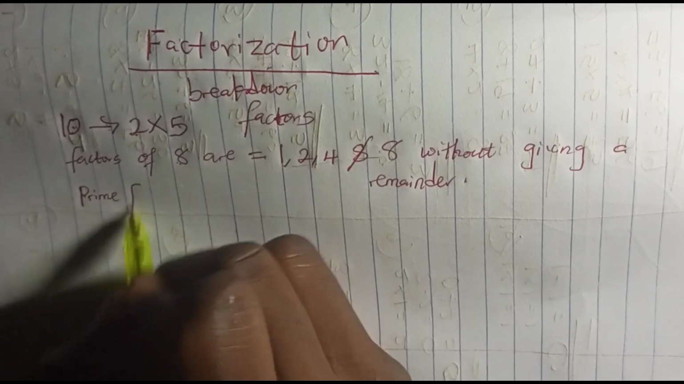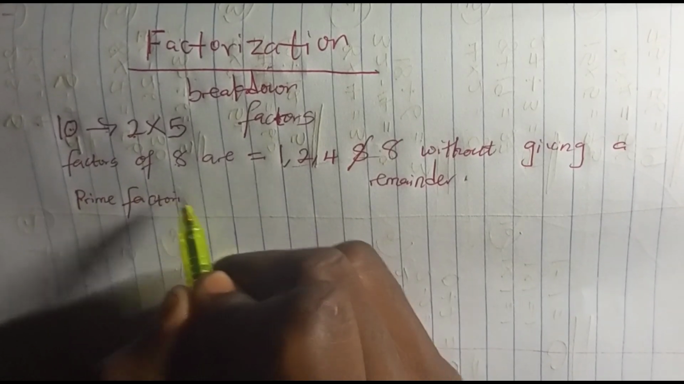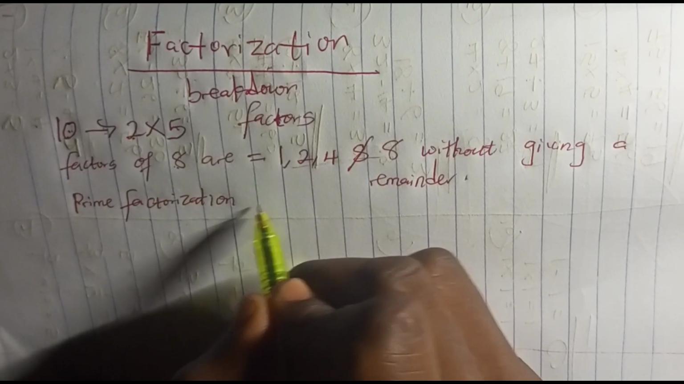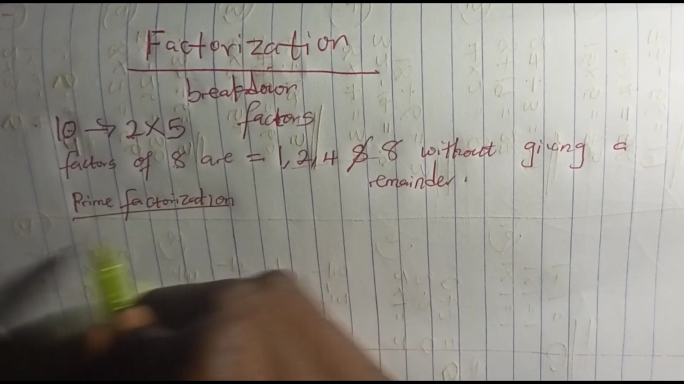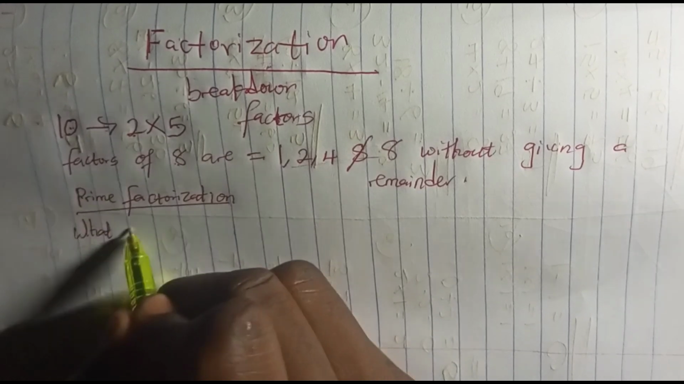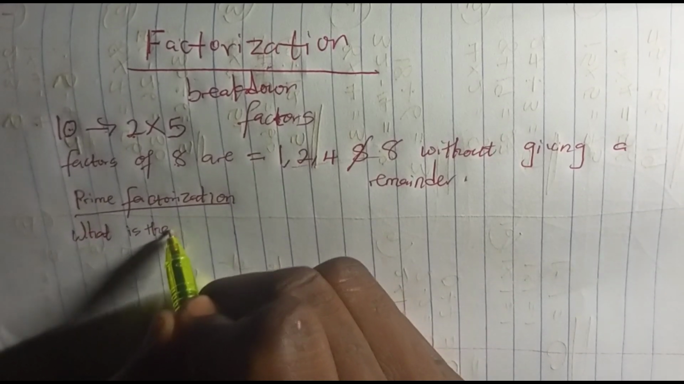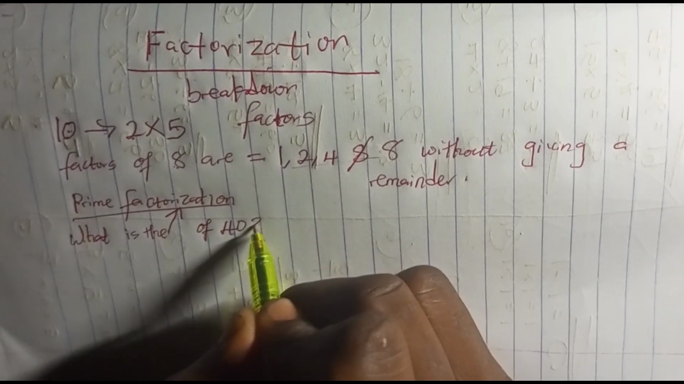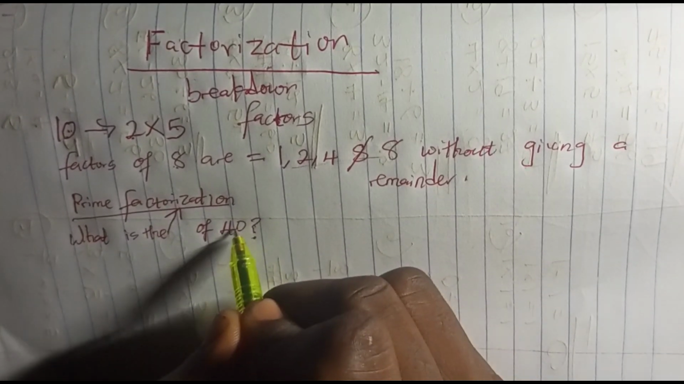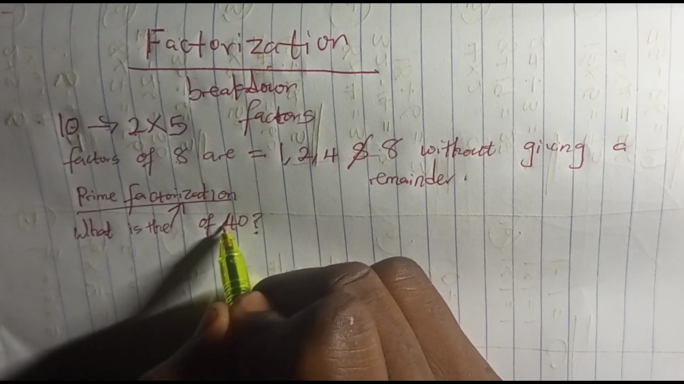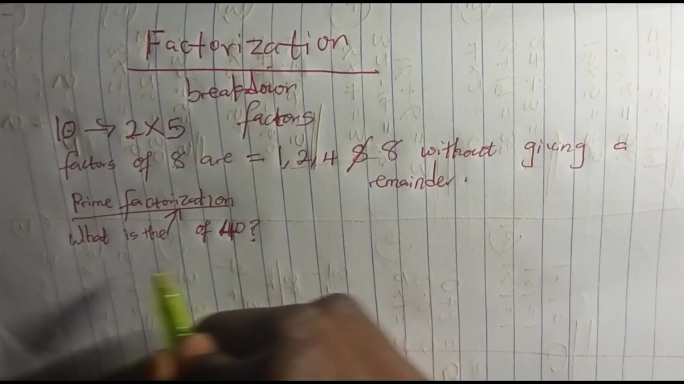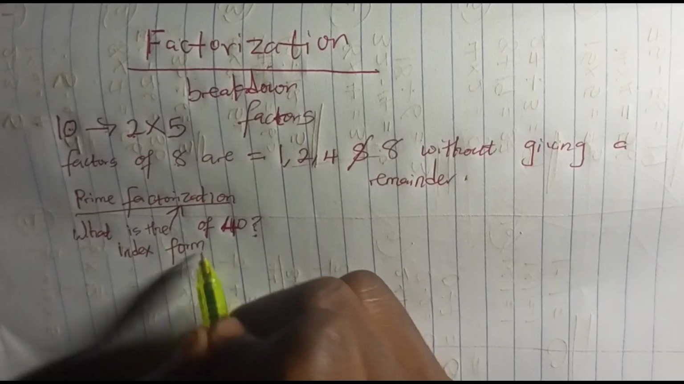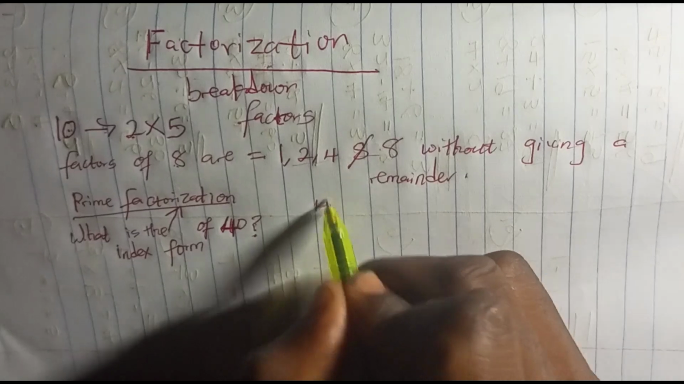Okay, now talking about prime factorization, prime numbers are those numbers that can be divided by themselves and one only. Now, it means that there is something concerned with prime numbers in prime factorization. So, when they say what is the prime factorization of 40, what do we actually do? If you divide 40 repeatedly, watch what's going to happen. In the end you get the index form of 40.